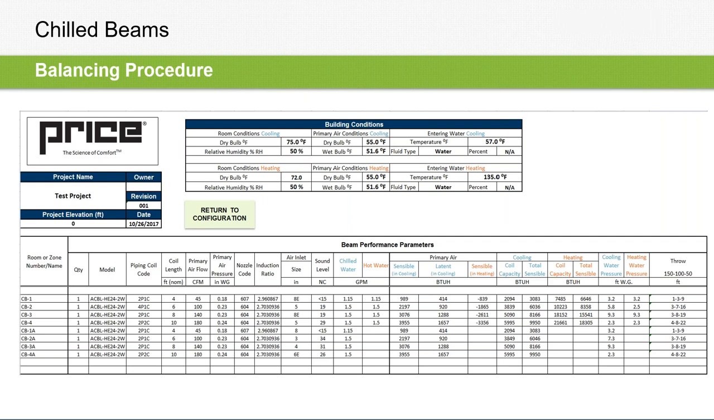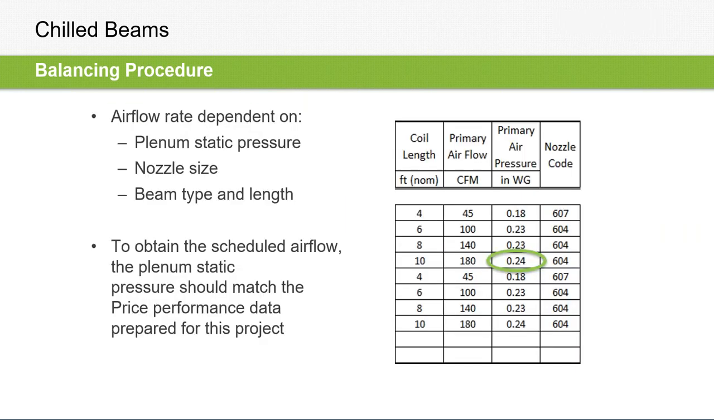But you're going to want to look through this sheet to try to find the correct nozzle size, make sure you have the right beam, the right length, and then you know what airflow you're expecting and what pressure you're actually going to see at that airflow. So you can look back to our schedules to find that information. You're typically looking for something like this.